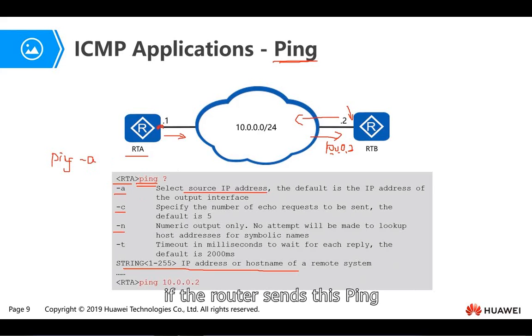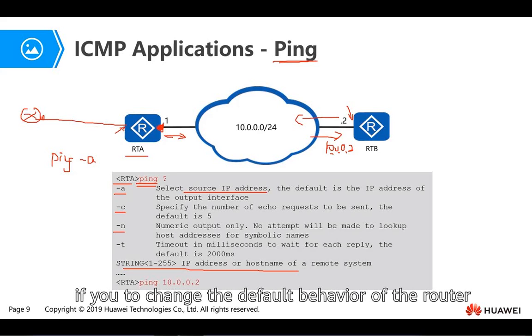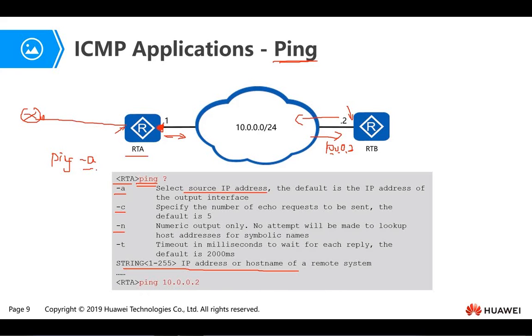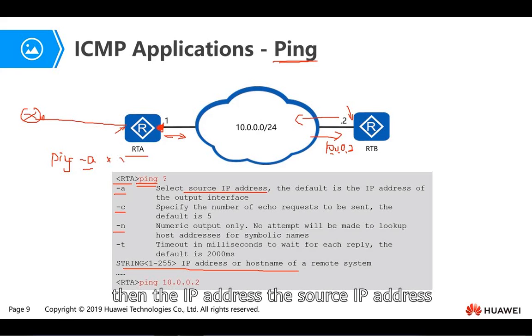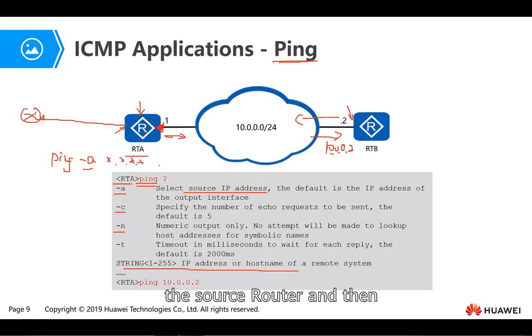If the router sends this ping, this echo request, from this interface, then the source address is this interface. If there's another interface connected to other routers, then if you ping this address, the source address will be that one. If you want to change the default behavior of the router, you can specify -A, then the source IP address. Of course, the source IP address must exist in the source router, followed by the destination IP address. Okay, this is the -A option.